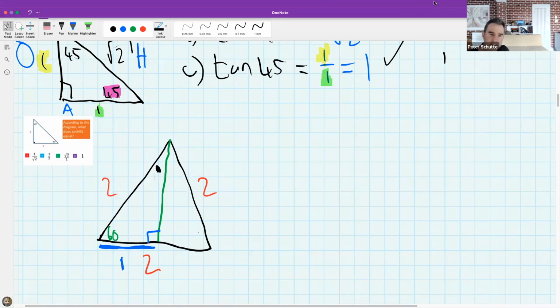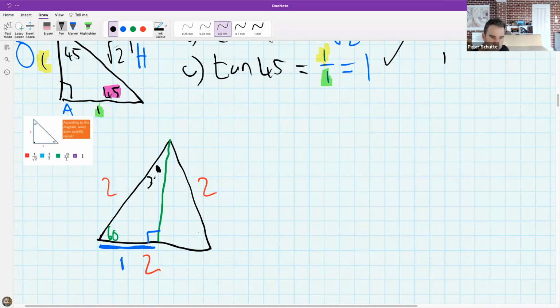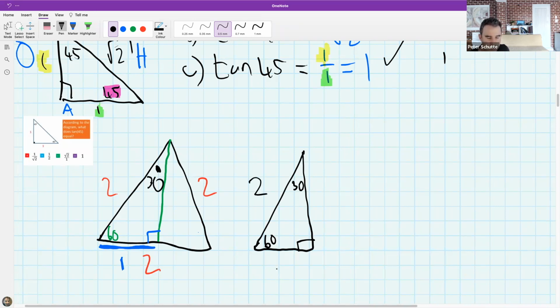Let's see it in the chat. Well, because of the sum of angles in a triangle, this is going to be 30. Now, the good news is we have just developed another special triangle. We'll make this 90, we'll make this 60, we'll make this 30. We know this is 2, and we know this is 1. What we don't know yet is the height. Does anybody have an idea of how we can work out the height?